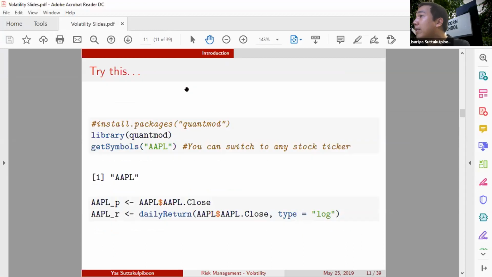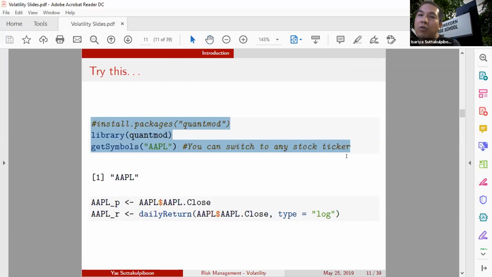Okay, let me go to slide number 11 first, because right now we're talking about R, so that it's a little better. So let me copy this whole line, right? I want to install a package called quantmod, QUANTMOD, or some people will call it quant mode, I don't know, right?